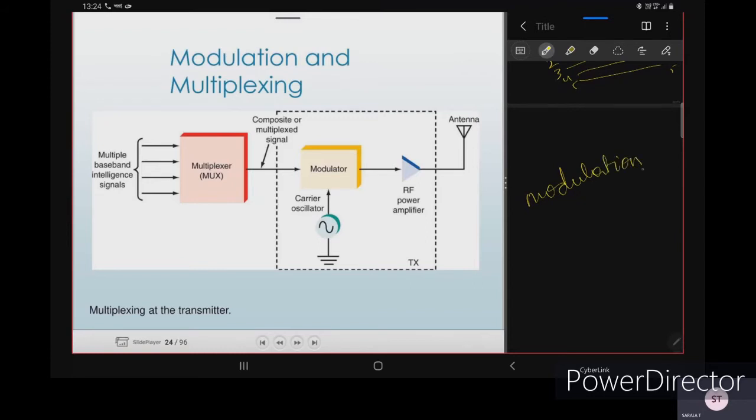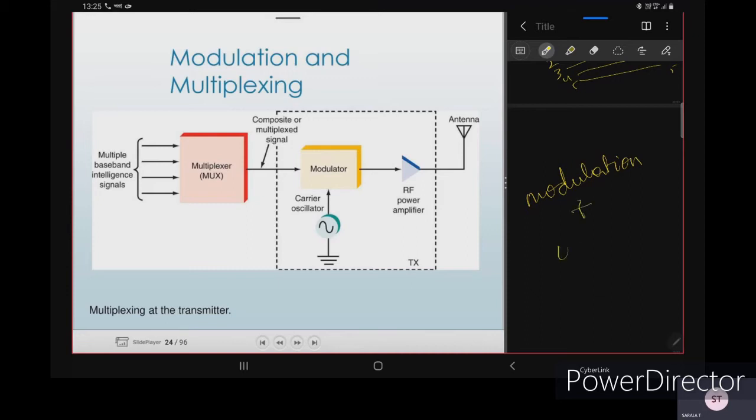In detail you are going to learn about modulation in the next modules: how many types of modulations there are, which one will help with respect to the transmission of signals, everything you will learn in the modulation part.